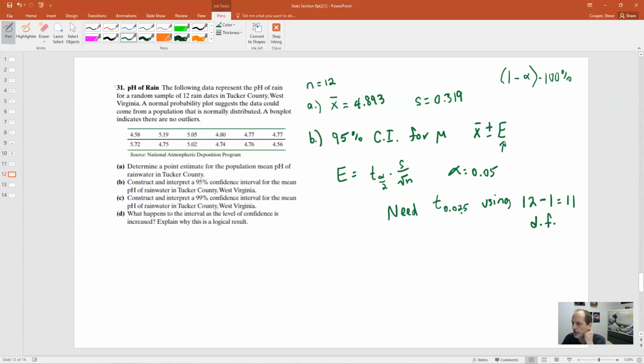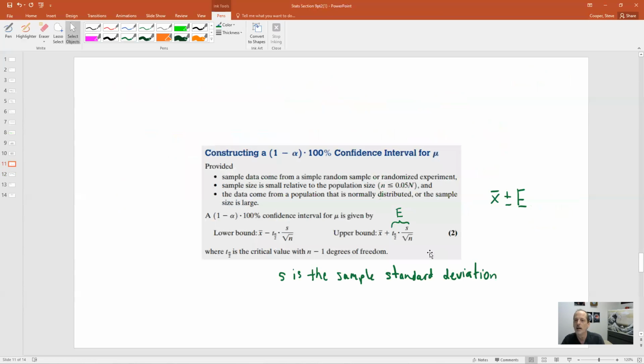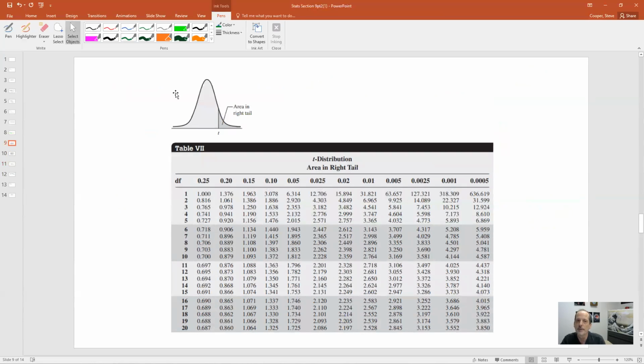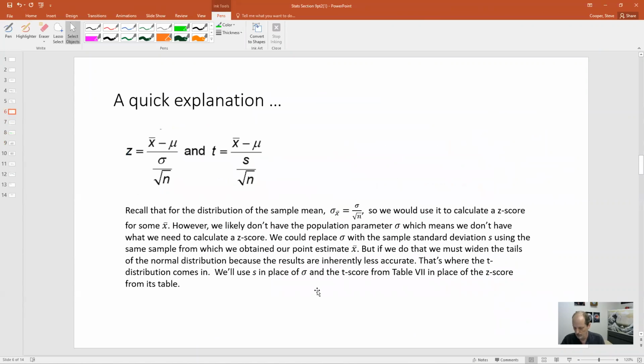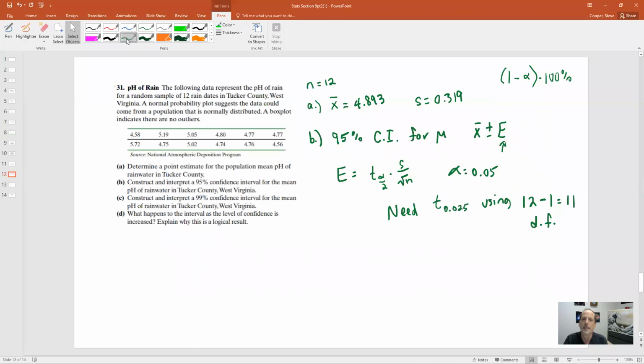Okay, so let's go get T 0.025 using 11 degrees of freedom. Okay, so here's 0.025. And there's 11 degrees of freedom. 2.201. Okay, and then we already have our S and we already have N, so E is equal to 2.201 times 0.319 divided by the square root of 12.